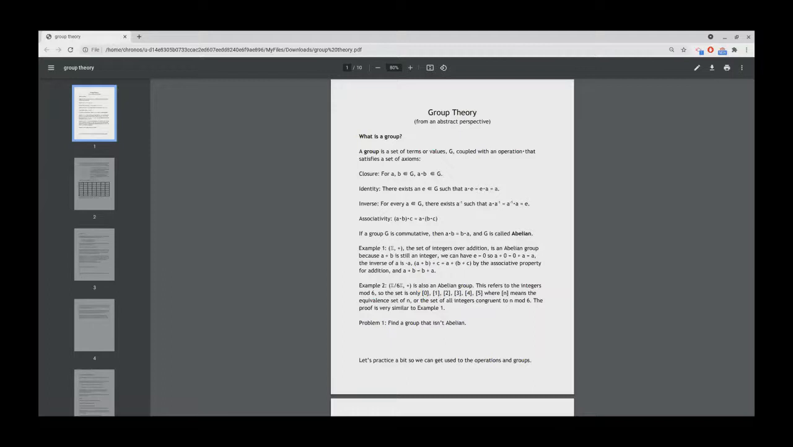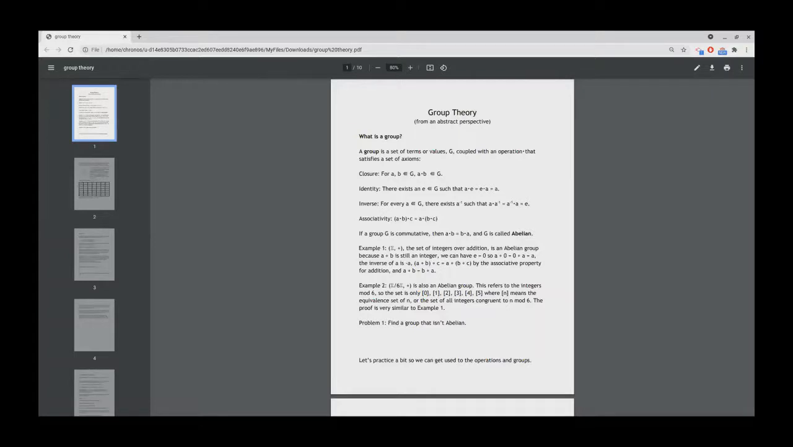Identity: there exists an identity, we're going to call it E, that is in G, and for any A, A times E is equal to E times A, which is equal to A. Then inverse, the third one: for every A in G, there exists an A to the minus 1, or the inverse of A, such that A times the inverse of A is the inverse of A times A, which is equal to E, where E is the identity. And then associativity: (A times B) times C is equal to A times (B times C), regardless of where you put the parentheses.